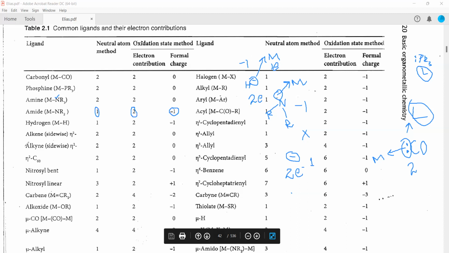Okay. Now, alkenes. So alkenes is this. It has how many pi electrons? 2 pi electrons. Also, this alkene is a neutral entity, so the formal charge is 0, and hence the ligand is L type. Whenever the ligand is L type, as I already said before, the electron contribution from both the neutral atom method and the oxidation state method is the same. Here, 2.